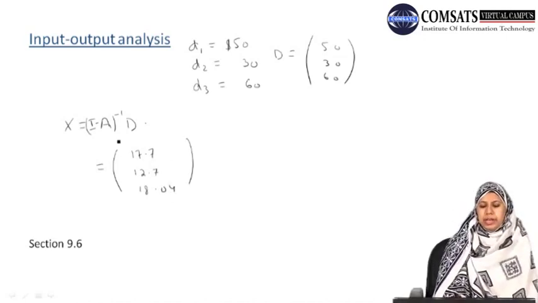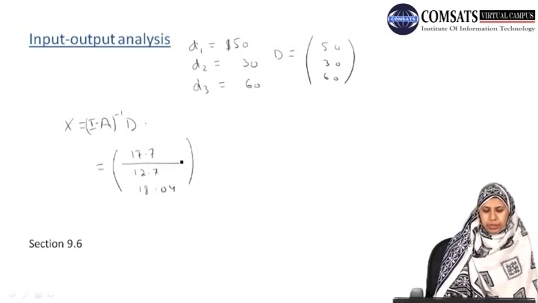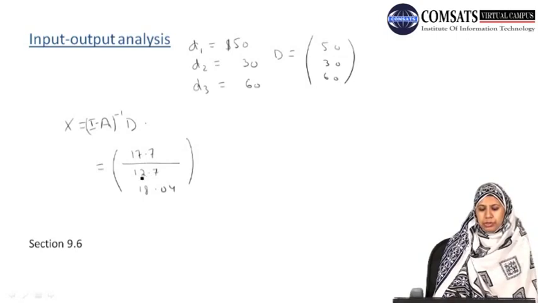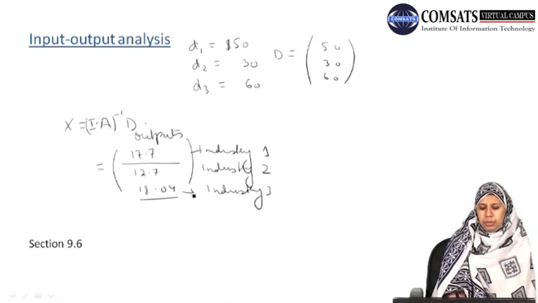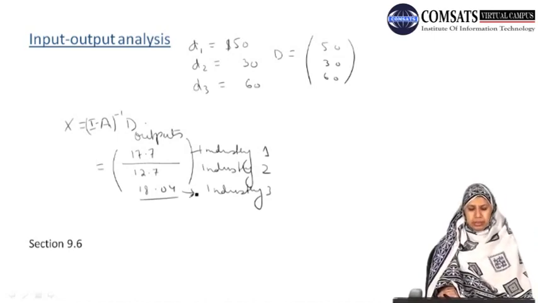Which means that industry 1 should produce this amount of output, industry 2 should produce this amount of output, and industry 3 should produce this amount of output to maintain the equilibrium between the supply and demand.